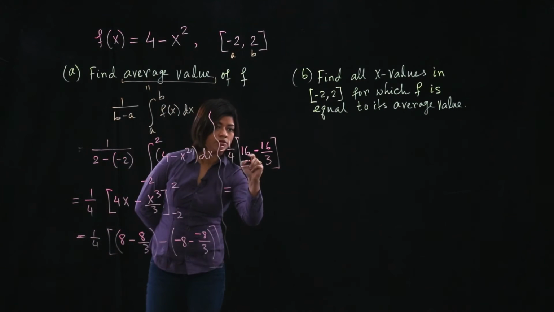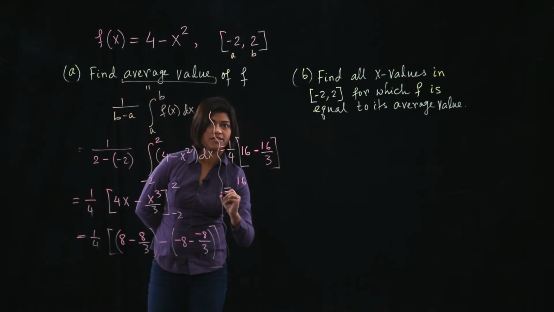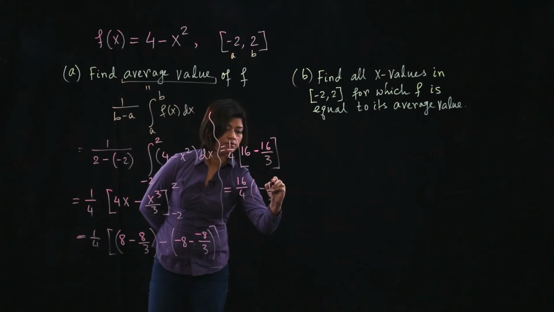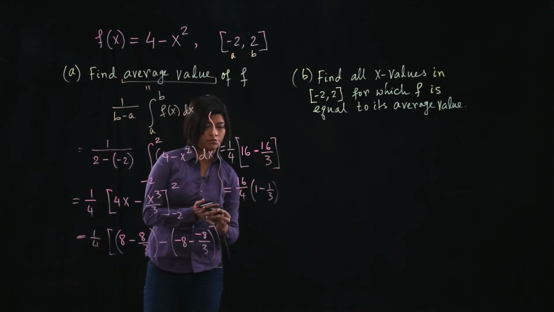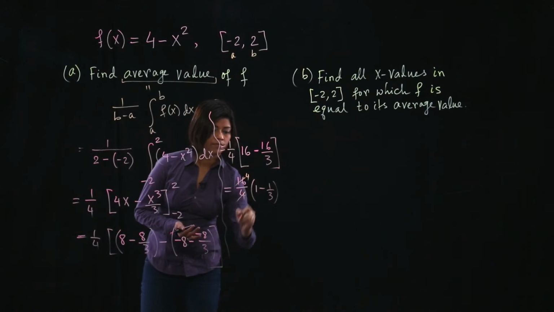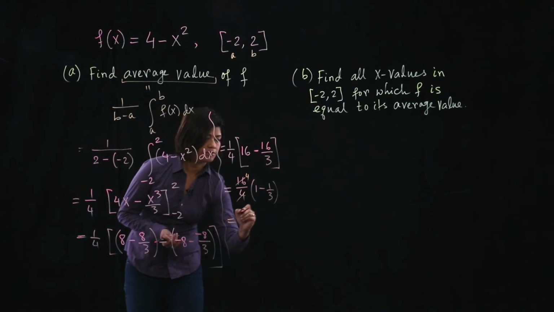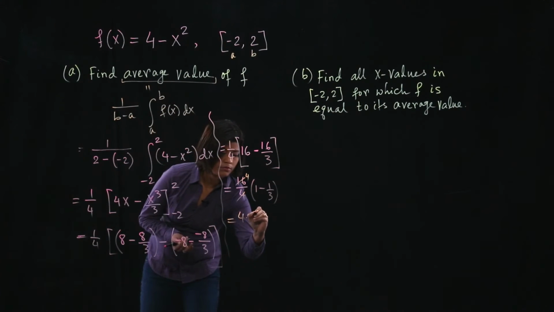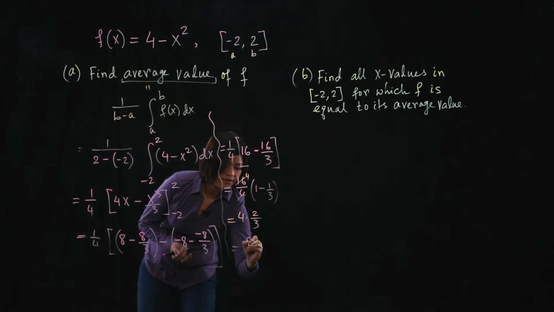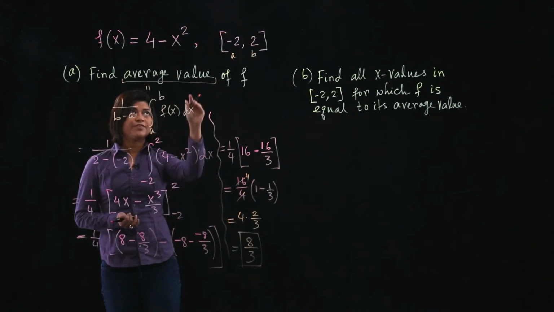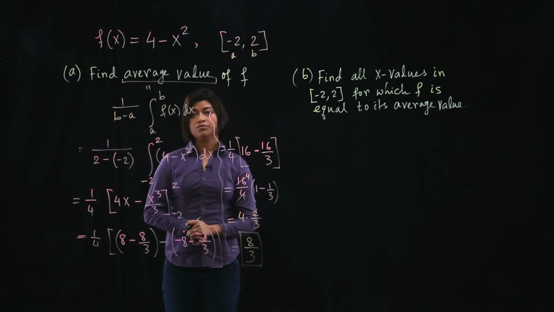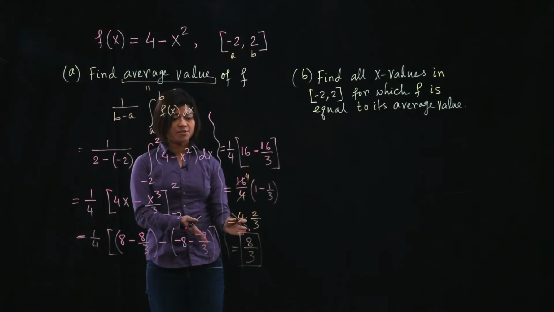Right? So pull out a 16 as a common factor, and you will be left with 1 minus 1/3. So you can cancel 4 and 16. And you get, this is 3 minus 1, 2/3 times 4, which is 8/3. So the average value of this function inside the interval -2 to 2 is 8 over 3. This completes the first part of the problem.